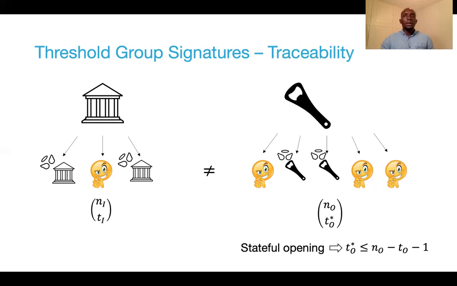In a similar fashion, threshold traceability is also defined. It requires that as long as at most TI out of NI issuers are corrupt, an attacker cannot forge a valid signature, a signature that does not open or on which the openers do not agree. The definition also includes a parameter TO star for the number of openers that can be corrupt. It's important to remark here that if opening is stateful, as is for instance the case with opening registers, at least TO plus one openers must be honest in the traceability definition, as the definition requires being able to open the challenge signature.